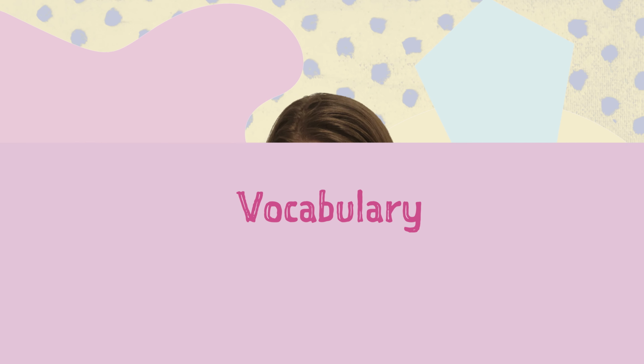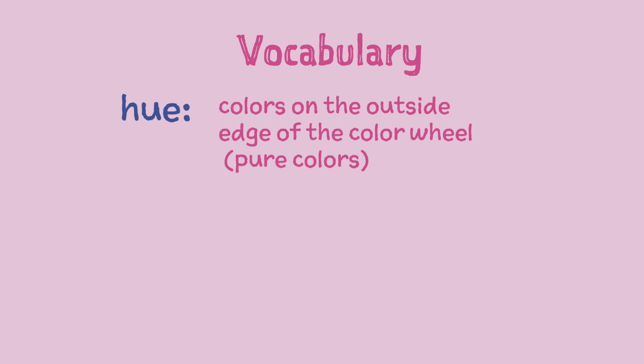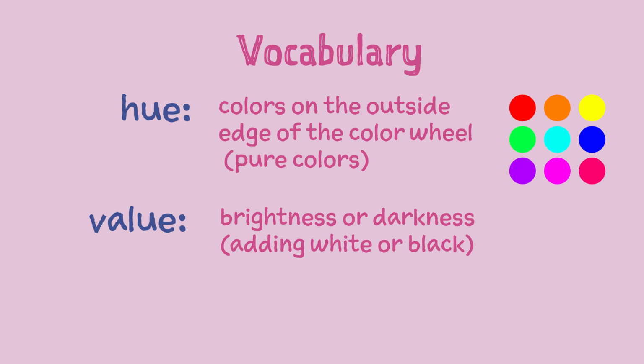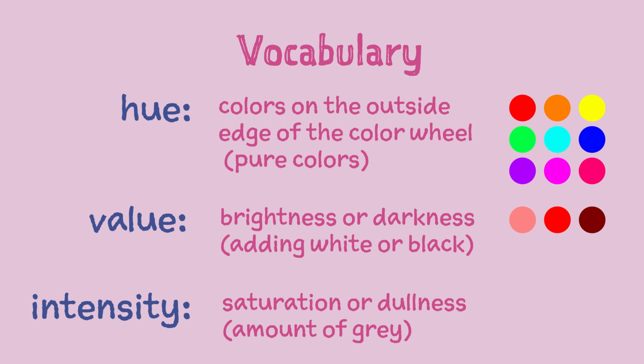Some terms I'm going to be using throughout this video are hue, which is colors on the outer edge of a color wheel. These are full power colors. Value, this is the brightness of the color. So if you're adding white or darkening it by adding black. Saturation or intensity is adding gray to a color.